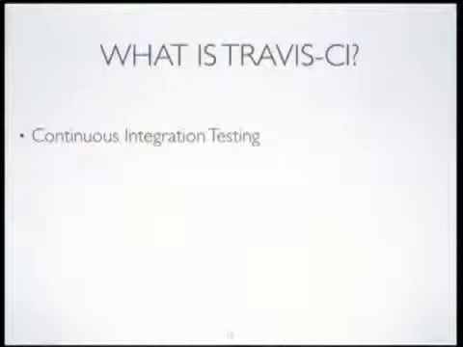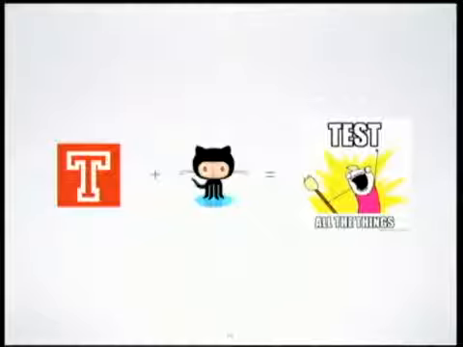So Travis CI is a continuous integration testing tool. It's hosted. They're also on GitHub. They're open source, so you can download it yourself, install it yourself, and that's where you can find it. It's the only meme, I promise. It's nowhere else.